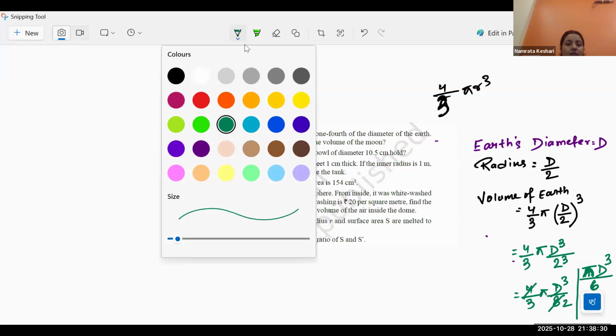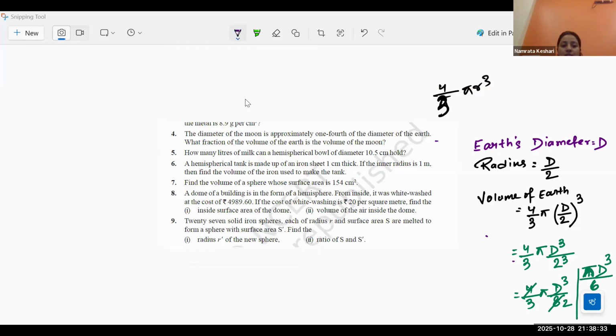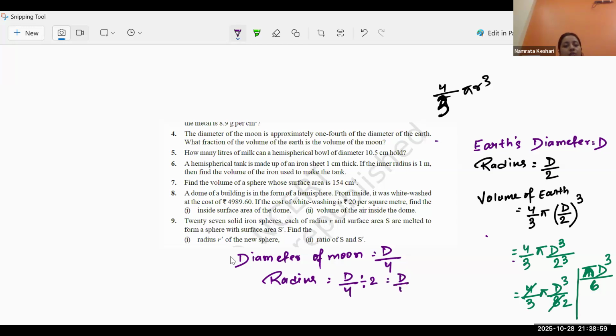Yes, ma'am. Okay, now we need to work on the moon as well. Earth's diameter is d, therefore the diameter of moon will be 1/4 of that, d by 4. The radius over here will be whatever is the diameter, divided by 2. For a fraction, do the reciprocal, so divided by 2 can be written as into 1 by 2. That means d by 8. This is the radius. We must not get confused. Now we'll be finding the volume.